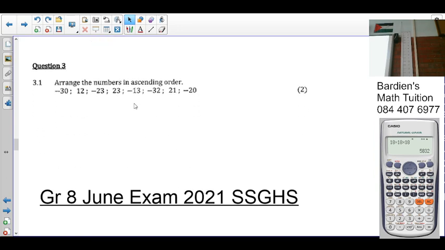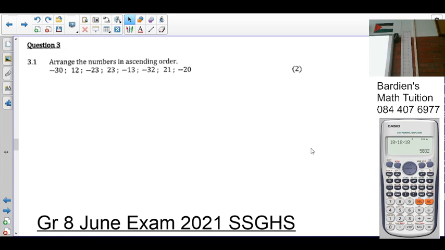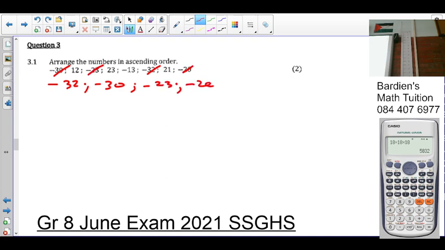Well, question 3.1. They ask you to arrange these numbers in ascending order. People, what does ascending mean? Smallest to biggest. So what's the smallest number here? Negative 32. Then negative 30. Then negative 23. Then negative 20, negative 12, then 12, then 21, 20. You all agree with that? Nice.